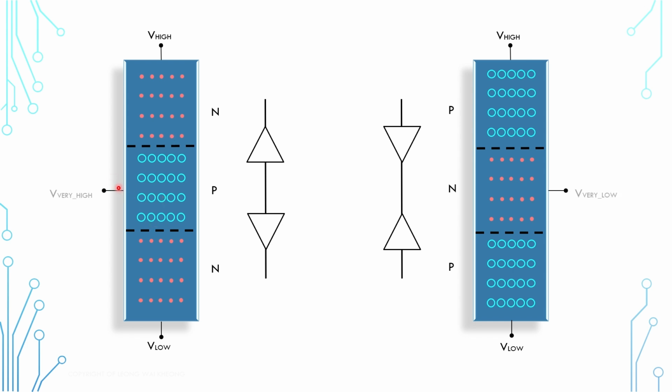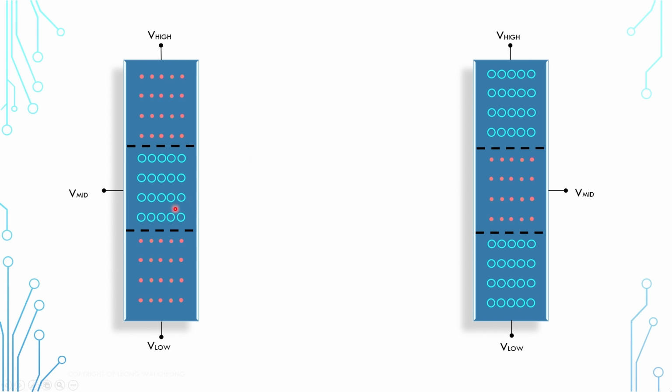Now, technically, we can apply a very high voltage so that the two junctions are forward biased, or we can apply a very low voltage so that the two junctions are reverse biased. But as far as I can tell, these two are not valid use cases. The practical usage of the transistor is where we apply a middle voltage that can be as high as the high voltage here or as low as the low voltage here. To ease our discussion, let's say we apply a voltage that is exactly in the middle between the two voltages.